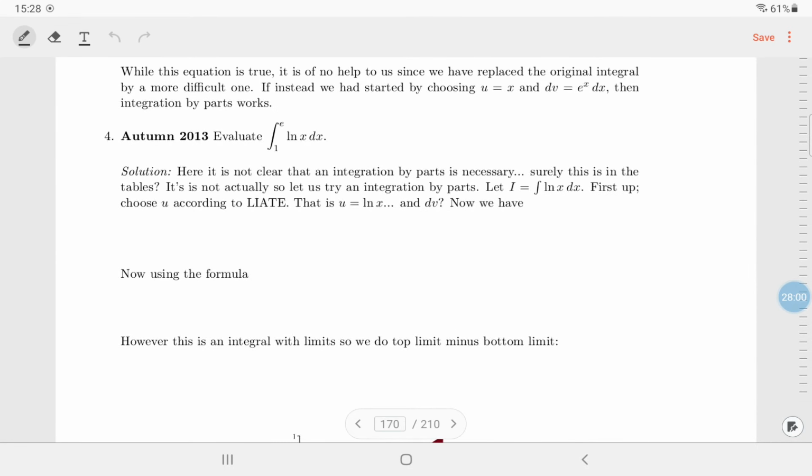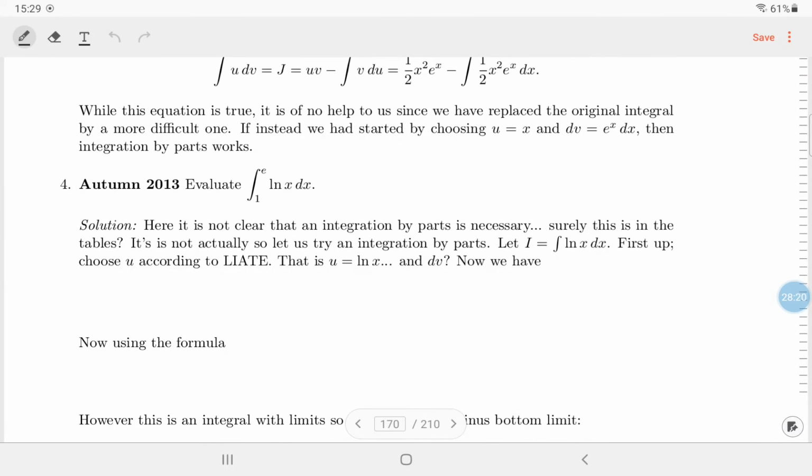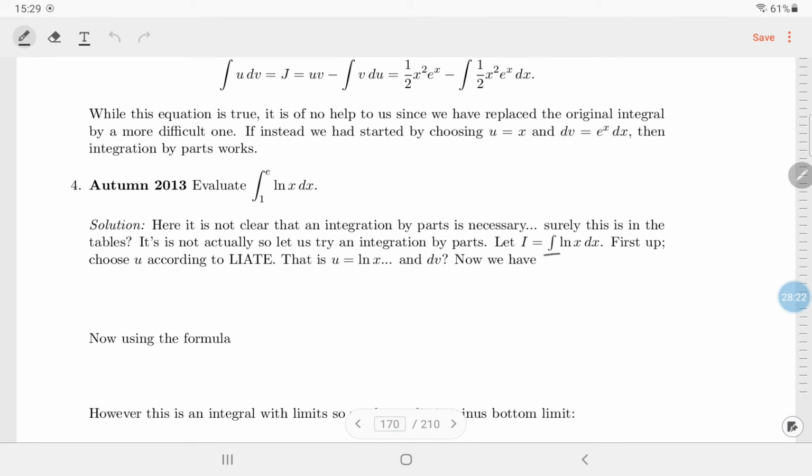Okay, so let's do another question, seeing a little bit of that. Here, it's not clear that it needs integration by parts, and it's surely not in the tables. The reason it's not in the tables is exactly so we can ask questions about it. Now we have a genuine integral here with limits, but we're going to forget about the limits initially and just work with this.